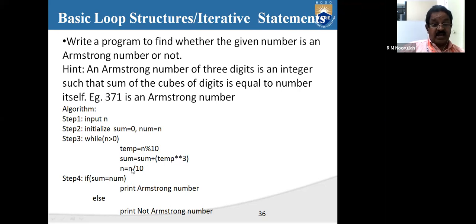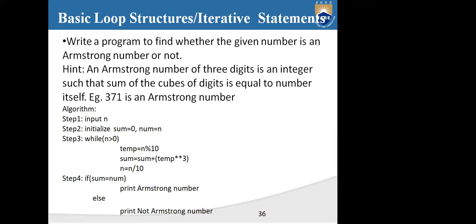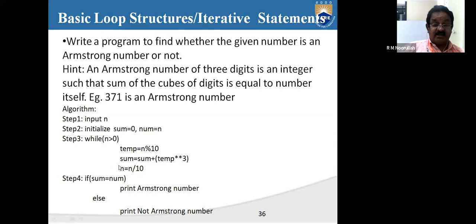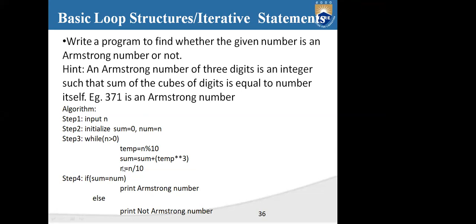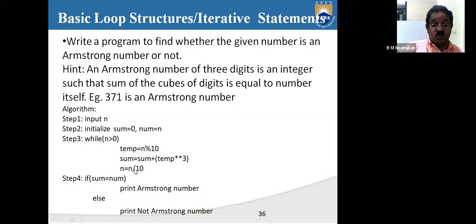Now it's going to divide, n equals n by 10, that is 37 by 10. What's the value of n now? 3. Now it's going to divide and take the quotient, not the remainder. If you make use of percent, then it takes the remainder; with slash, it takes the quotient.